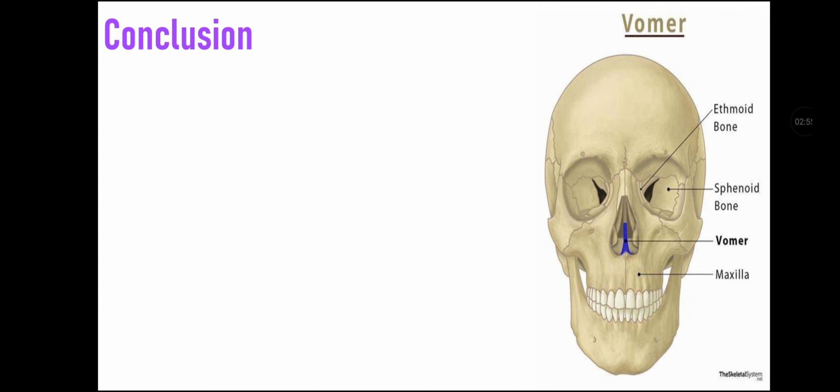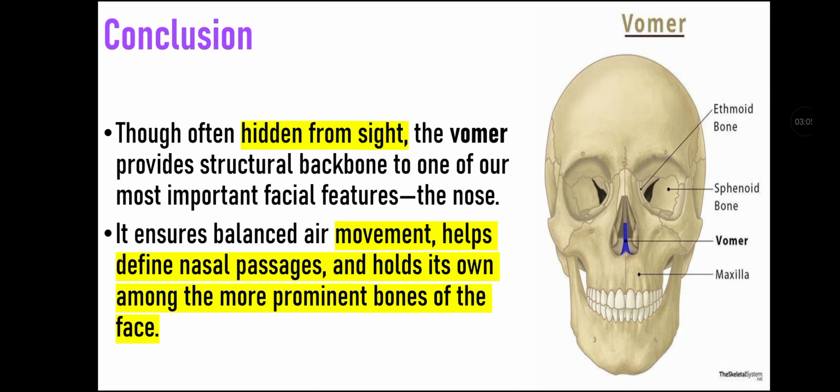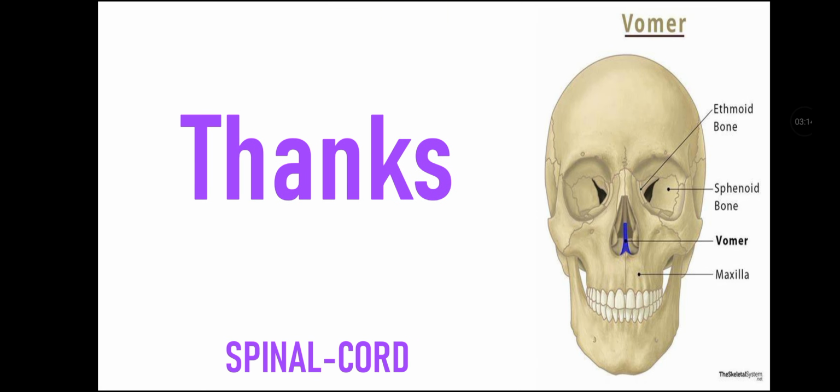Now let's talk about the conclusion of this lecture video. Though often hidden from sight, the vomer provides the structural backbone to one of our most important facial features, that is the nose. It ensures balanced air movement, helps define the nasal passage, and holds its own among the most prominent bones of the face. And this was all about the vomer.